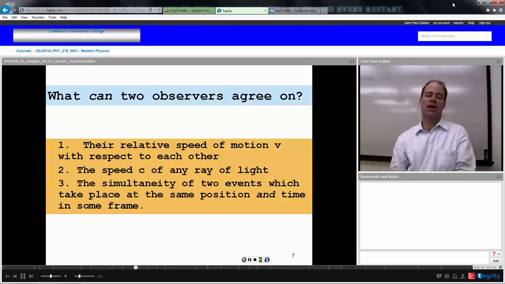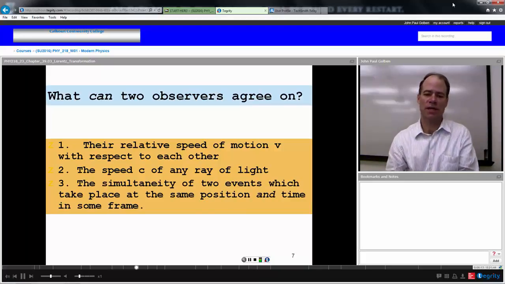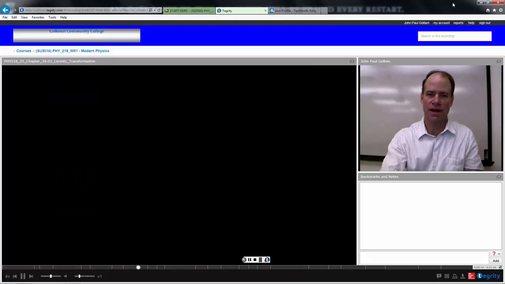And we can agree on the simultaneity of two events which take place at the same position and time in some frame. We can agree on that.